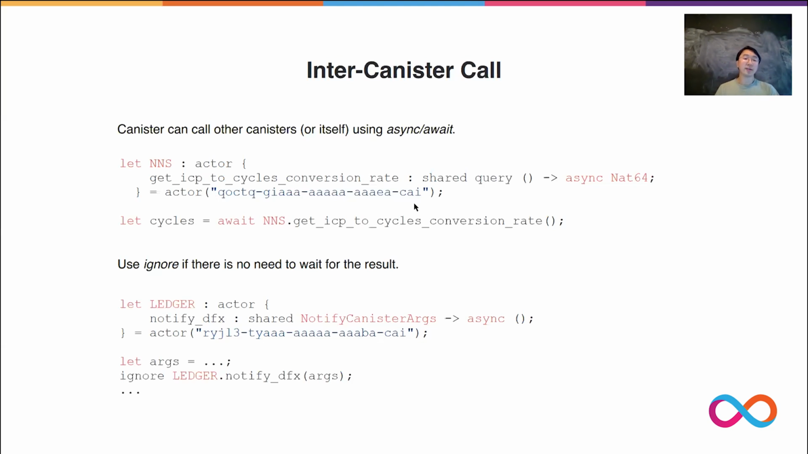So this is actually the NNS UI canister. It has this ICP to cycles conversion rate method. You can later call it just using an asynchronous call to get the result. If you don't need the result, the await basically denotes this as an asynchronous call. You have to wait for the result to come back to continue your program.